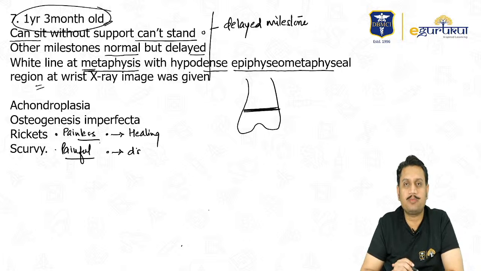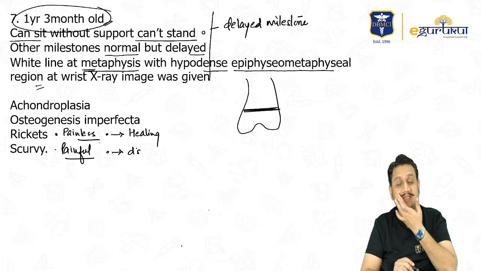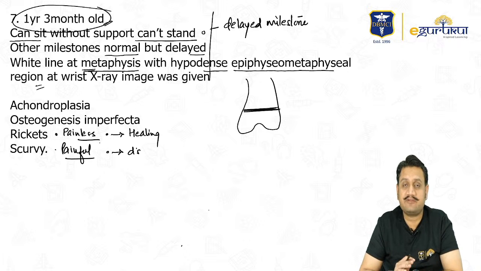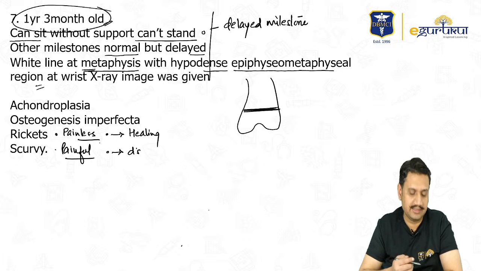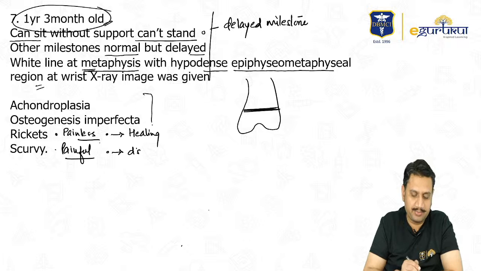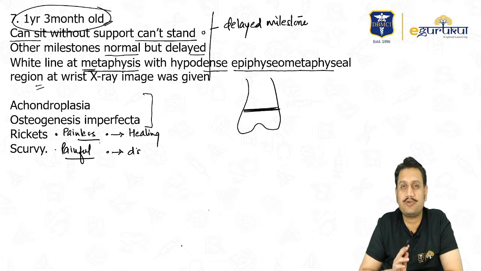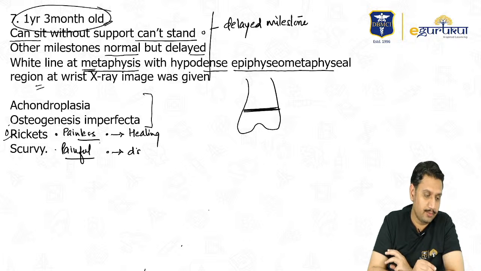See, in achondroplasia the defect is basically in bone formation. Otherwise the child is mentally absolutely all right. There is no milestone delay in achondroplasia. Osteogenesis imperfecta is also a disorder of collagen, where the collagen is defective, and that makes the bone fracture again and again. That has nothing to do with delayed milestones, but rickets can have that. So most likely here they are asking about rickets only.